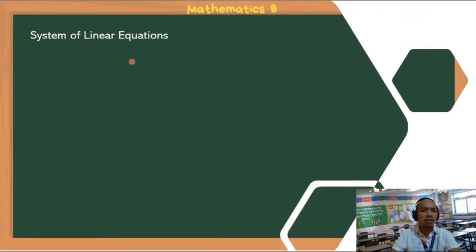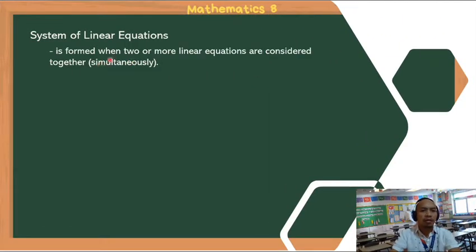What is systems of linear equation? System of linear equation is formed when two or more linear equations are considered together or simultaneously. So this is an example of a system of linear equation. The equation x plus y is equal to 5 would be our equation 1. And x minus y is equal to 1 would be our equation 2. So if this first linear equation and the second linear equation are put together, we form system of linear equations.